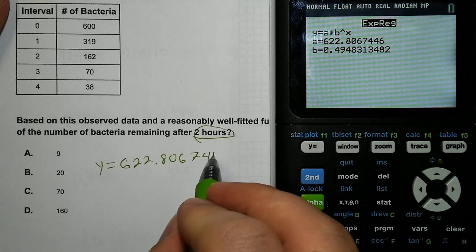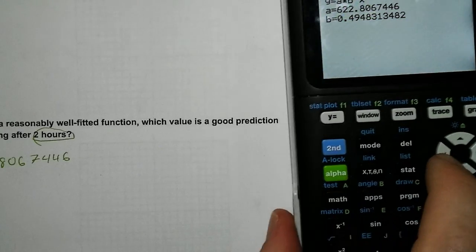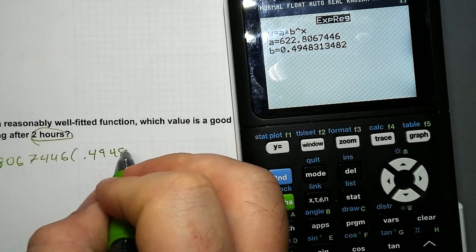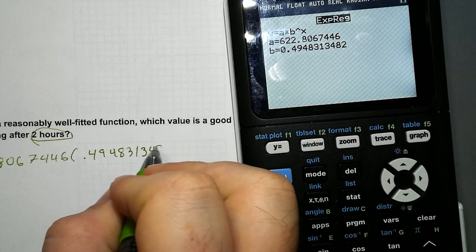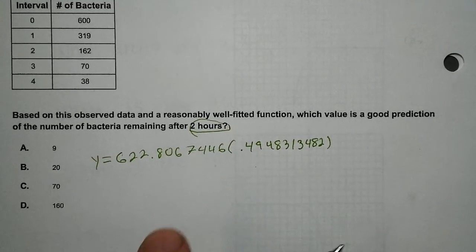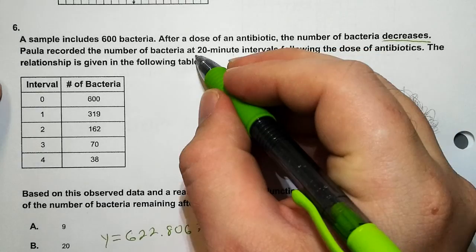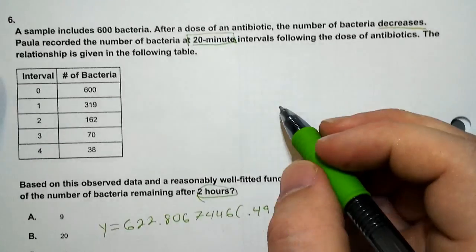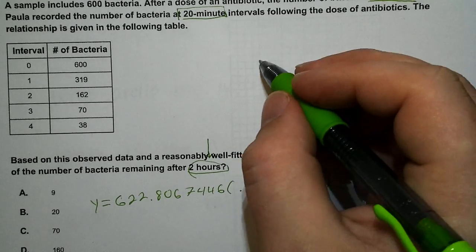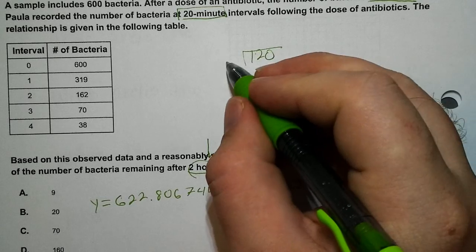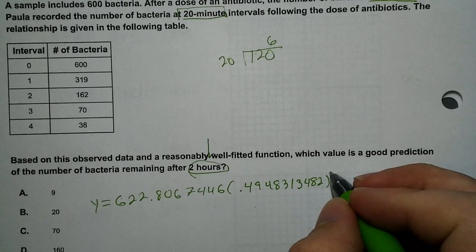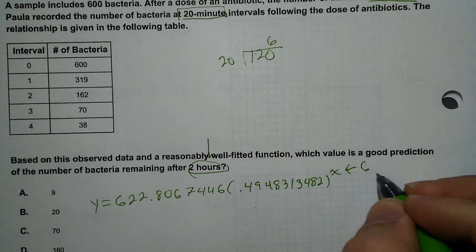622.806746. That is our A value. Our B value is 0.494831348, and we want to know what's going to be the value after 2 hours. Well, remember back here they're in 20-minute intervals. So how many 20-minute intervals are in 2 hours? Well, an hour is 60 minutes. That's 120 minutes divided by 20-minute intervals. That's going to be interval number 6. So we're going to, instead of x, use 6.